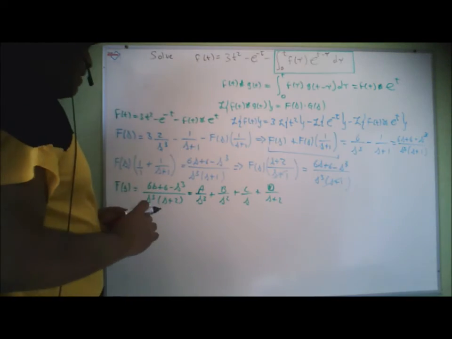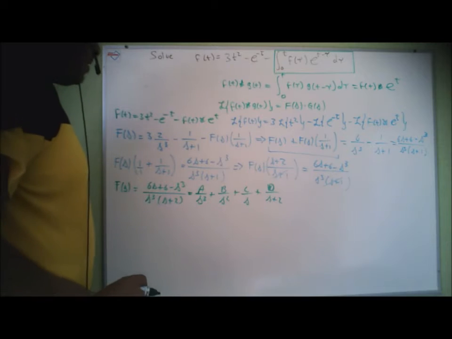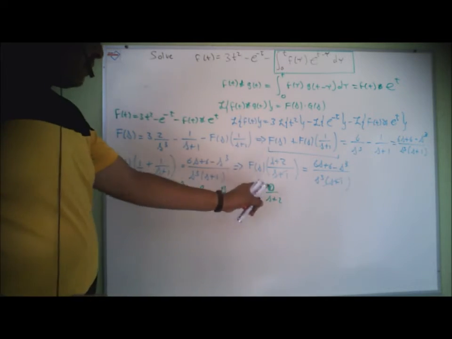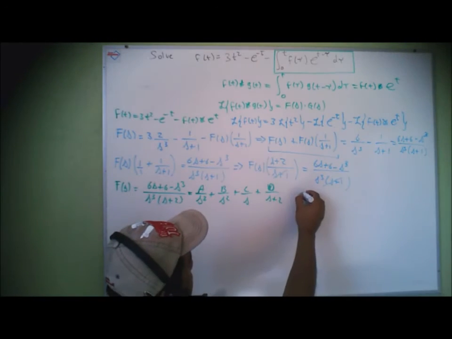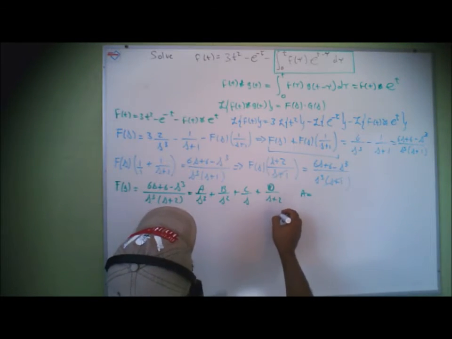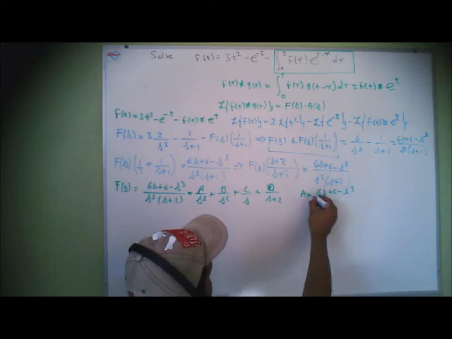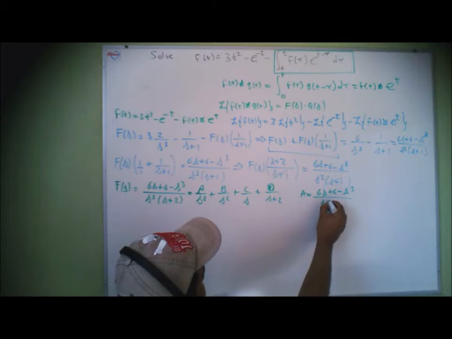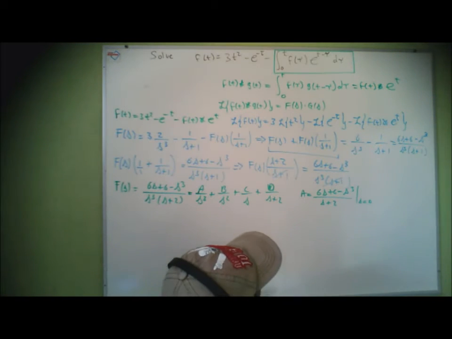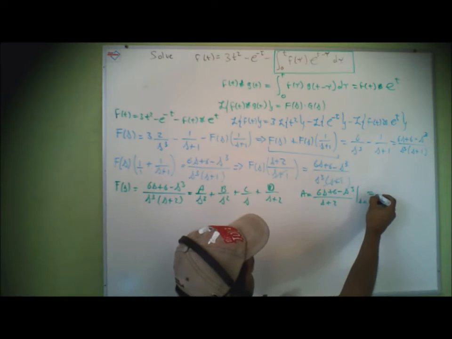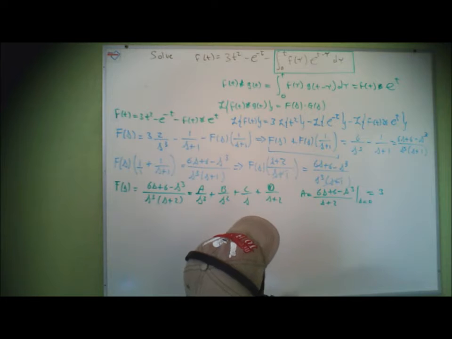Okay, now, because we have repeated roots here, we can only use the Heaviside method on A and on D. Okay, let's find the values of A and D. So A is equal to 6s plus 6 minus s to the power of 3 divided by s plus 2 when s is equal to 0. So when s is equal to 0, the value of A happens to be 6 divided by 2, 3. Okay, we got the value of A.